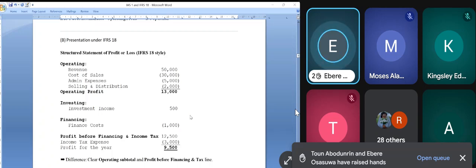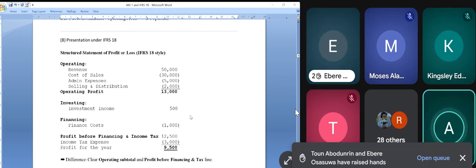We now have profit before financing and tax. Does it mean we did not deduct the finance cost before the tax? Now that is what. If you check this question now, we have operating profit will be 13,000. Then investing to be 500. If you add 13,000 to 500, you have 13,500. Finance cost is an expense. When you less it, you now have what we call profit before financing and income tax.